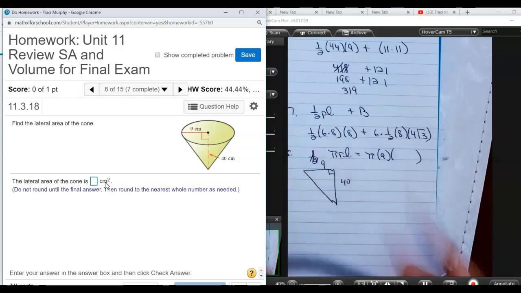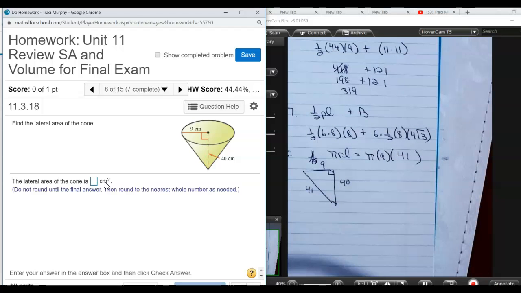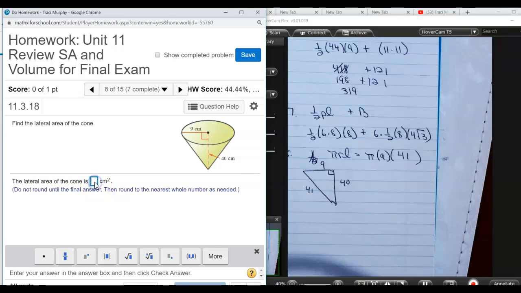And I got 41 to be the slant height, and it wants it to the nearest whole number. So typing that in, to the nearest whole number, I got 1,159.